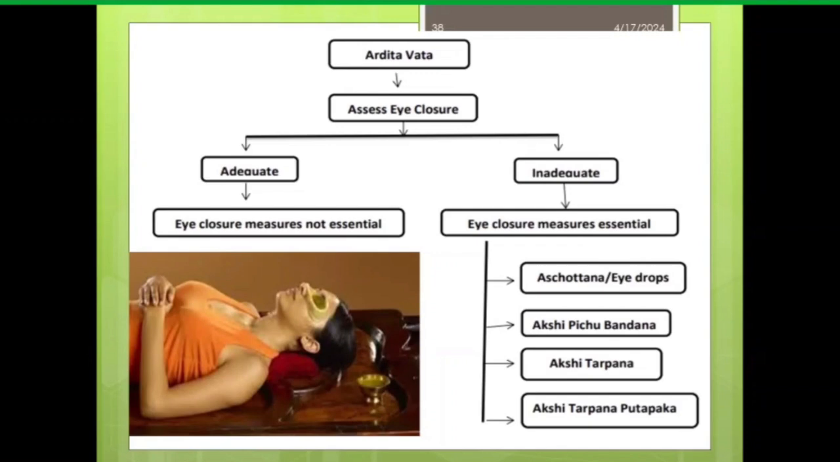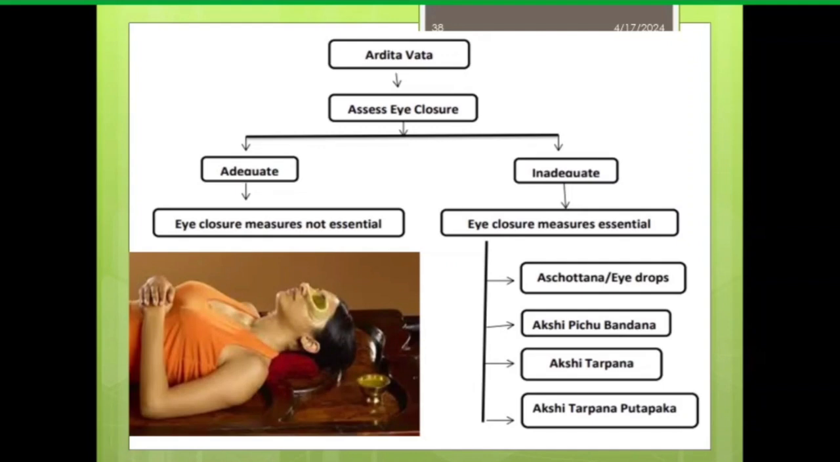So now the algorithm, let us see. Assessment of eye closure is there, especially in case of Bell's palsy. It is very much seen, and that shows that eye closure is inadequate. In that condition, only these kinds of treatments are done. Eye closure measurement is essential in that condition. There are different varieties like Ashchyotana, or otherwise eye drops administration, and Akshi Pichu Bandhana is also one of the very important ones.